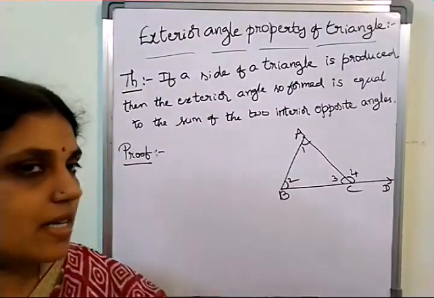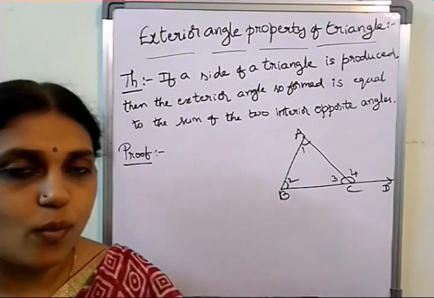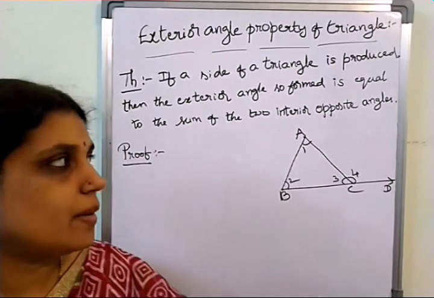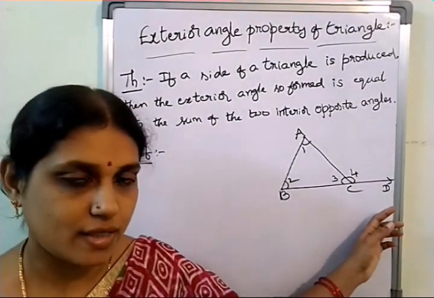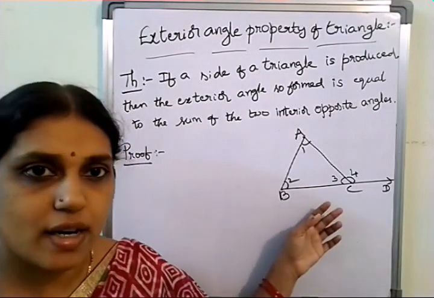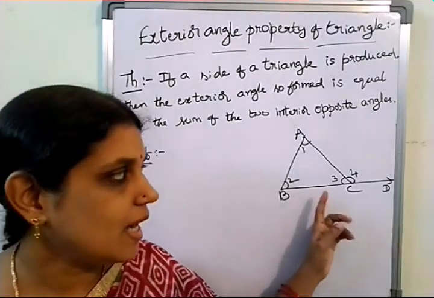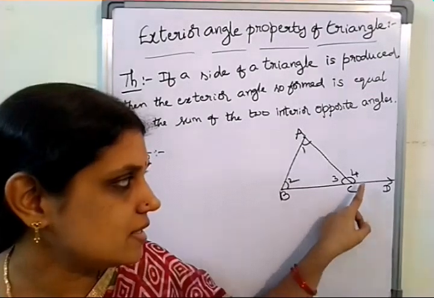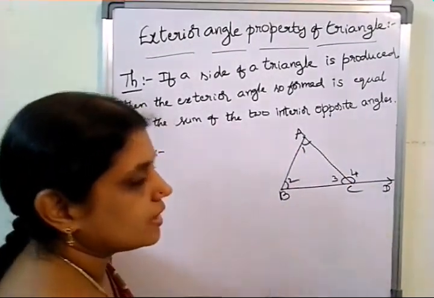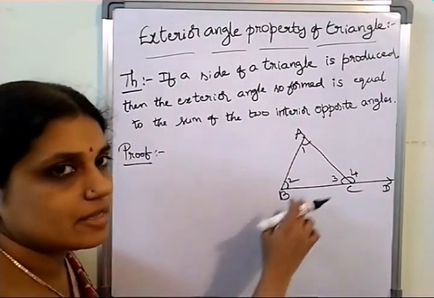Next, exterior angle property of triangle. What is meant by exterior angle? The angle formed by producing the side of the triangle is called exterior angle. Okay. So here actually three exterior angles we will get for any triangle. Here I have drawn only one. This is the exterior angle, angle 4. That means angle ACD is the exterior angle formed here in this figure.